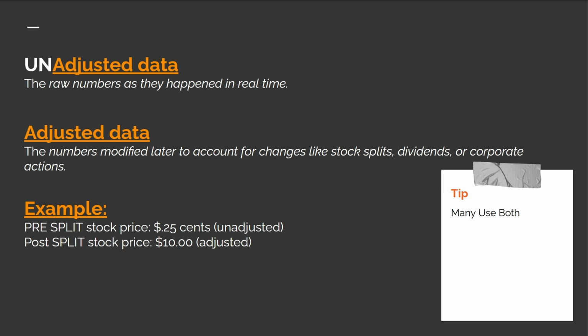So for us, if we're filtering stocks over 50 cents, it's important to make sure that when we go back through our data that it is unadjusted so that we're seeing the raw numbers, because we don't want a stock that was actually trading at 25 cents, but in our data it says it's trading at $10 simply because we're using adjusted data.